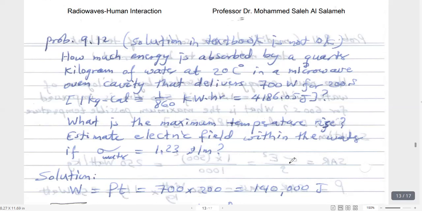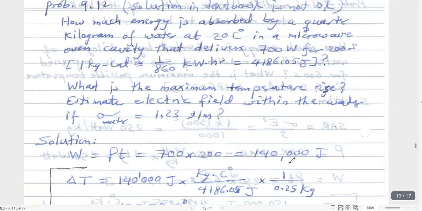Consider another example. How much energy is absorbed by a quarter kilogram, which is 250 grams, of water at 20 centigrade in a microwave oven cavity that delivers 700 watts for 200 seconds? And 1 kilogram calorie is 1 over 860 kilowatt hour, which is 4186 joule.